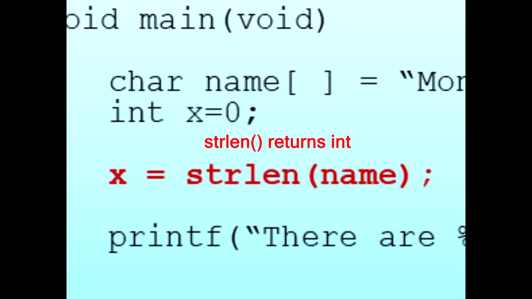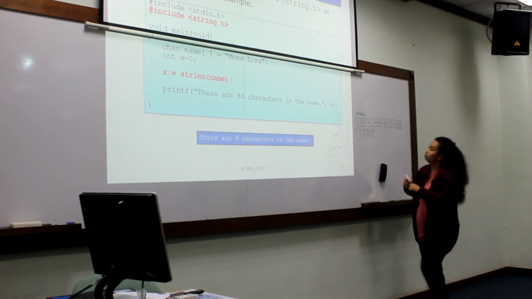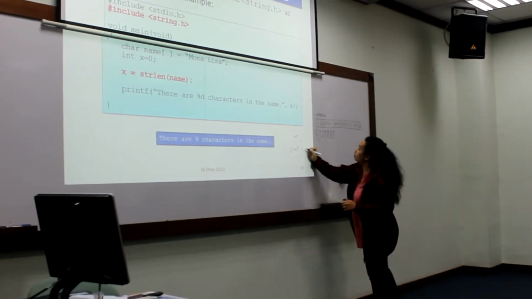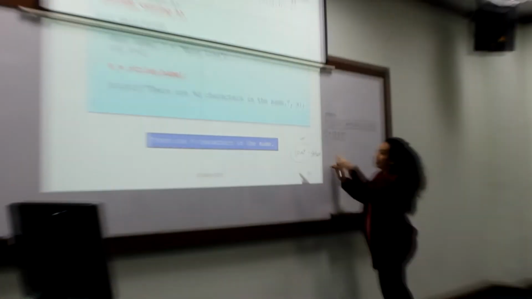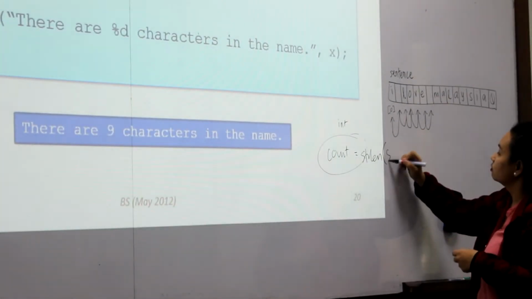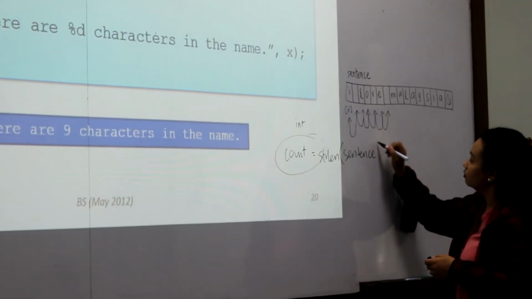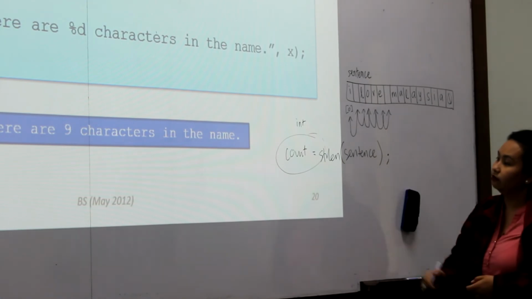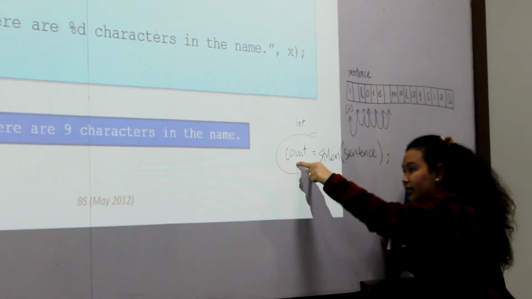Integer. So you can always use integer count if it's so much easier for you. Alright, so here x is your counter. So x equals to strlen name. So you can do count equals to strlen sentence. Done. So we are counting using integer.